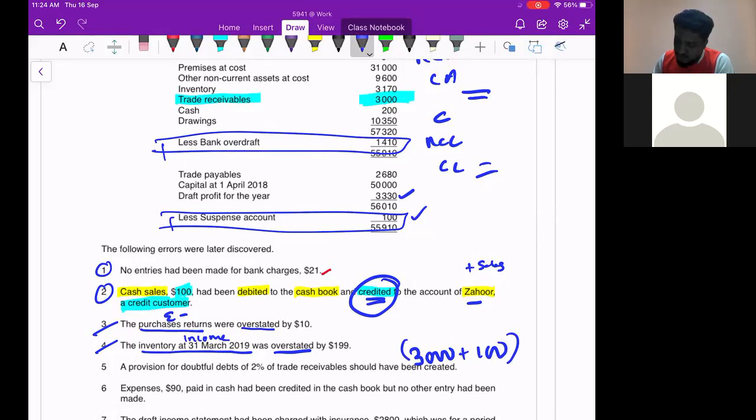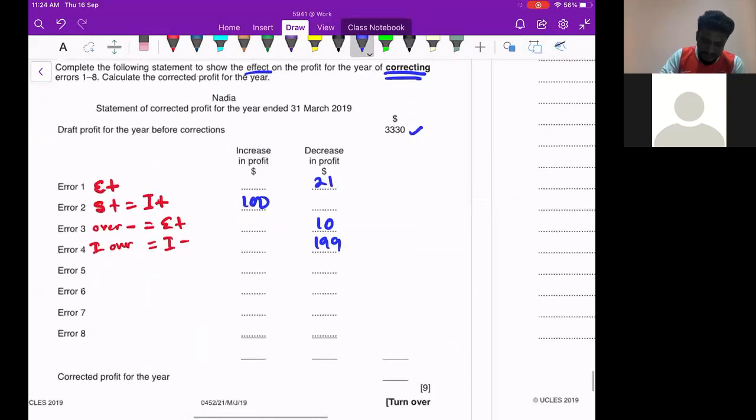3,100 times 2%, I get 62. 62 is your provision for doubtful debt. Created means your provision for doubtful debt increases. If your provision for doubtful debt increases, your expenses increase. Expenses increase will decrease the profit by 62. Who doesn't understand this, please tell me.